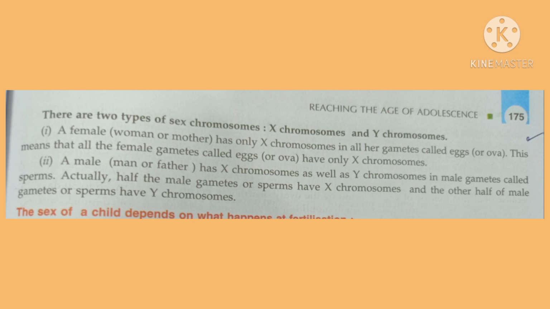A female has only X chromosomes in all her gametes, that is eggs or ova. Understand? This means that all the female gametes called eggs or ova will have only X chromosomes. On the other hand, a male has X chromosomes as well as Y chromosomes in male gametes called sperms. So, the sperm may contain either an X chromosome or a Y chromosome. So, how do these X and Y chromosomes help in the determination of the sex of a baby, let us learn.